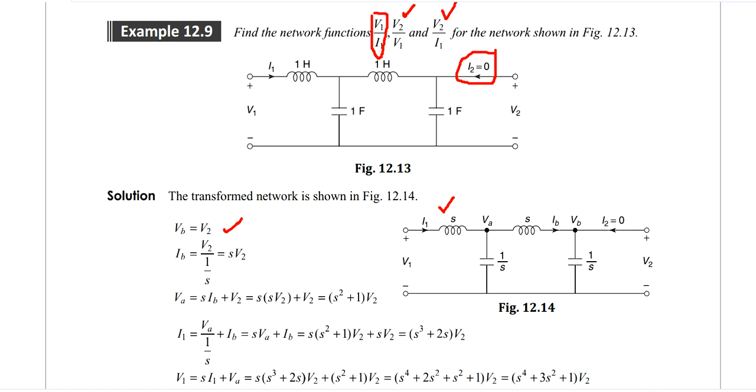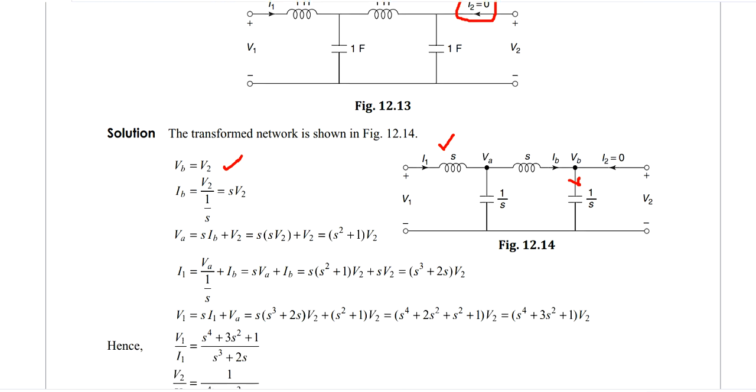Why is this V2 by 1 by S? Because IB is flowing through this, as there is no current coming in. Whatever is flowing here in S will also be flowing in 1 by S here. The voltage across 1 by S is V2. So IB is nothing but V2 by 1 by S, so in the end it becomes S V2.